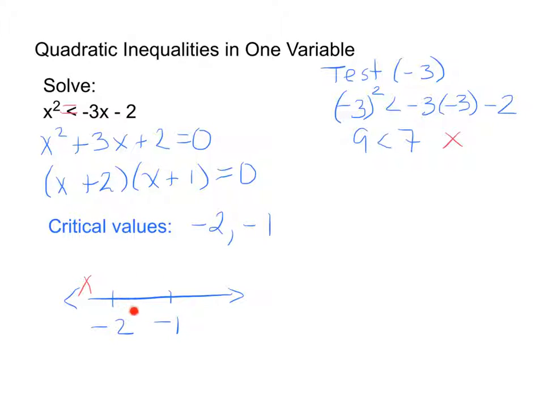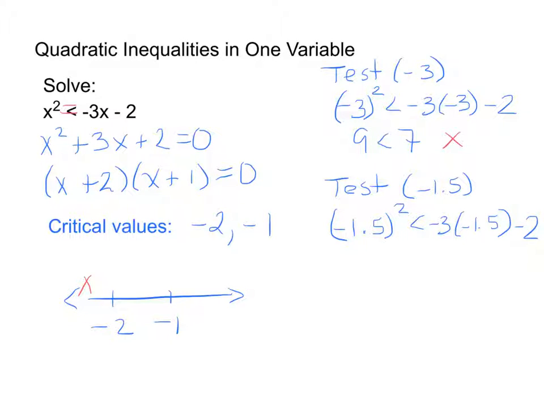I want to test something that's in this next region here, between negative 2 and negative 1. What could I test? Negative 1.5? That'll work. Test negative 1.5. So negative 1.5 squared is less than negative 3 times negative 1.5 minus 2, replacing the x's in the original inequality with negative 1.5. Negative 1.5 squared is 2.25.